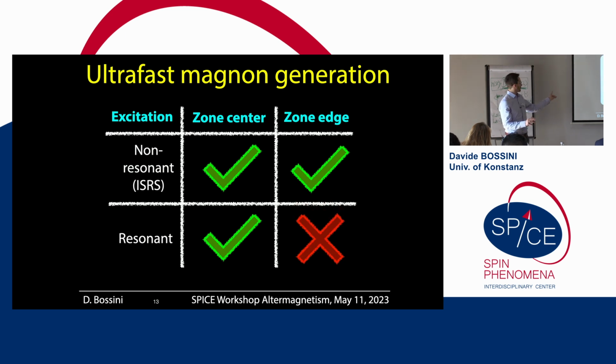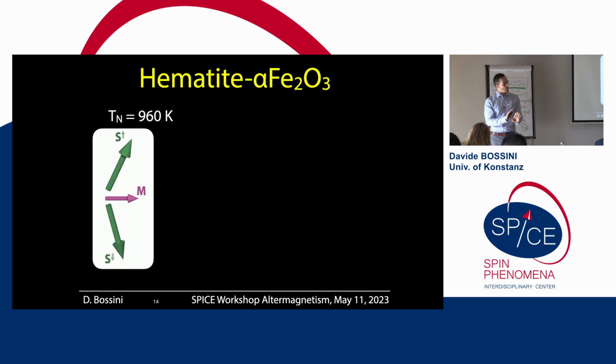Now, to start to address this point, I would like to introduce a material that we have already discussed in the week, hematite. I just remind you that we only discuss today 300 Kelvin experiments, so that's in a pictorial way the ground state. We don't operate below the Morin phase transition, only room temperature today.